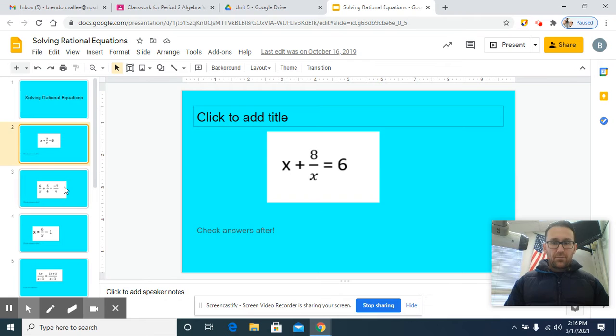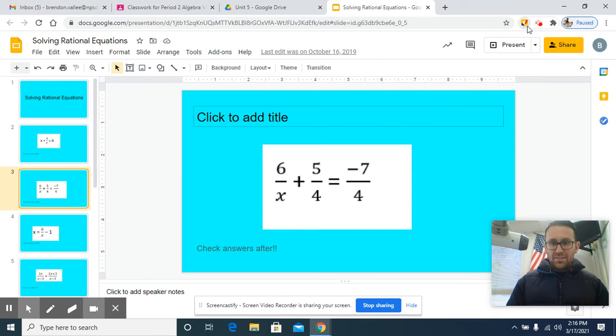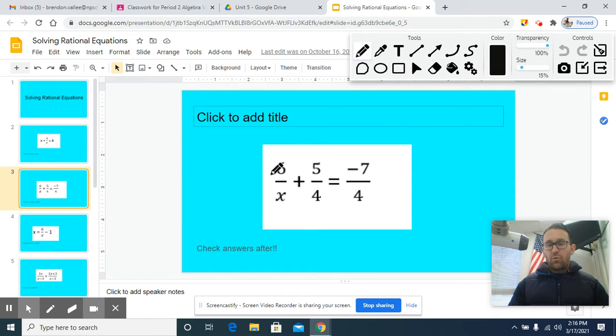Let's see, let's try another one. This one right here, the common denominator is 4x, right? So I'm going to multiply this by 4x, this by 4x, this by 4x. So if I multiply this by 4x, the x's cancel out. If I multiply this by 4x, the 4's cancel out. And if I multiply this by 4x, the 4's cancel out.